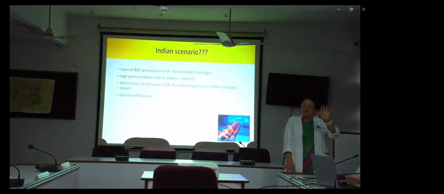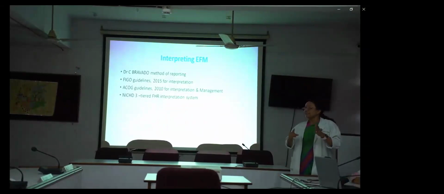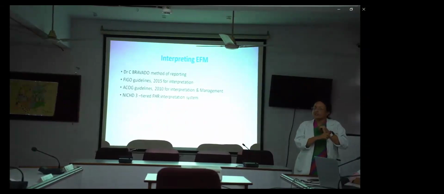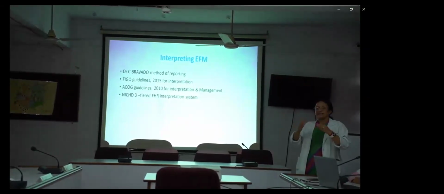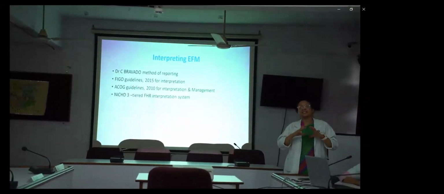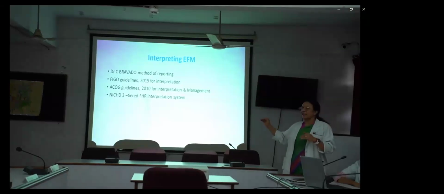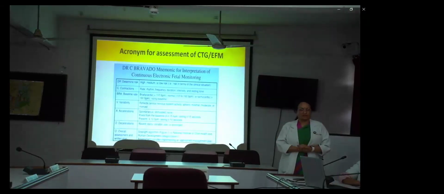Now, when you read the CTG, I hope you remember how we read out the CTG. For reading the CTG, we follow the Dr. C. Bravado method of reporting. Whenever we show you the cases and the subsequent CTG, you have to read or report it using this method. Subsequently, you have to interpret the CTG as per the FIGO guideline 2015 or ACOG guideline or the NICHD 3-tiered FHR interpretation system, which is usually followed in our setup. And then you have to subsequently discuss the plan of management.